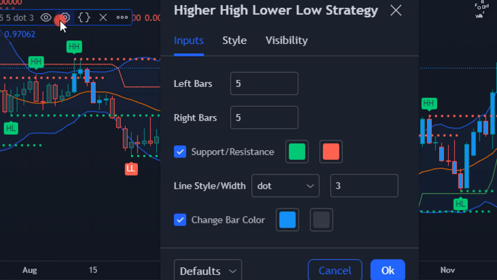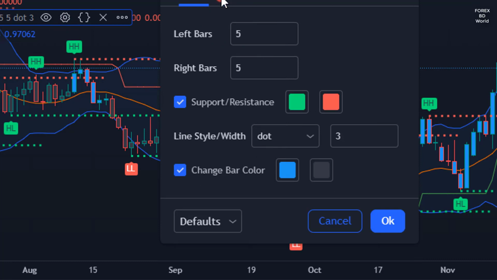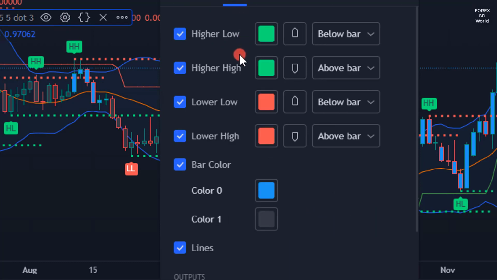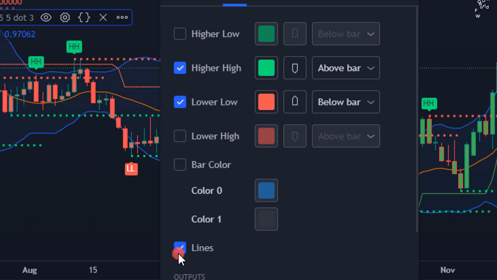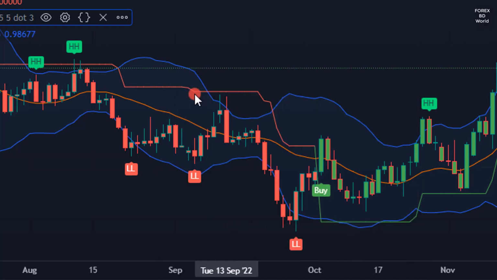Then we come to the settings option of the second indicator. Then come to this option. You will remove the tick mark from all the options except the two options, higher high and lower low. If you just click once, the tick mark will be removed. Then if you click OK, the work of this indicator will be finished.